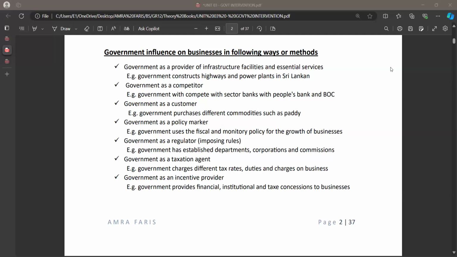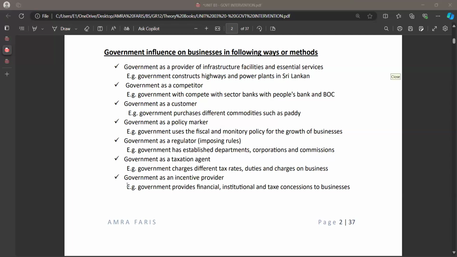And the other one is the government as a taxation agent. Taxation agent means, you all know, they will collect tax. One of the organizations responsible for that is the Inland Revenue Department. Teacher, what are these new names? Don't worry. If it is something you will study later, I won't give the note now, I will just explain and go. The Inland Revenue Department is responsible for collecting taxes like VAT. They are the ones who collect it. So that is one way they influence the business.